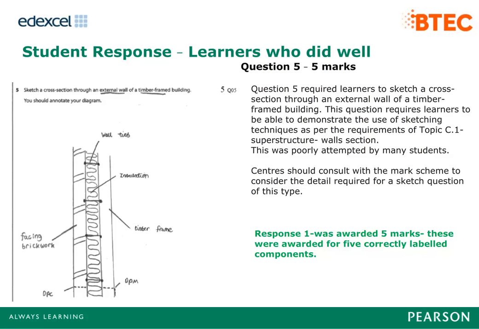In the two clips, Response 1 was awarded 5 marks. These were awarded for 5 correctly labelled components. Although the hatching for insulation is only a close approximation to the correct fill pattern, it is sufficient and is correctly placed and labelled. 1 mark is awarded for each timber frame component. The 4th mark is awarded for the cladding.